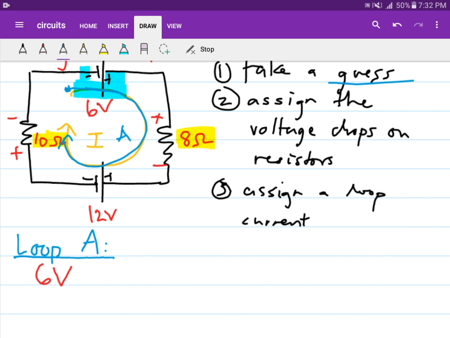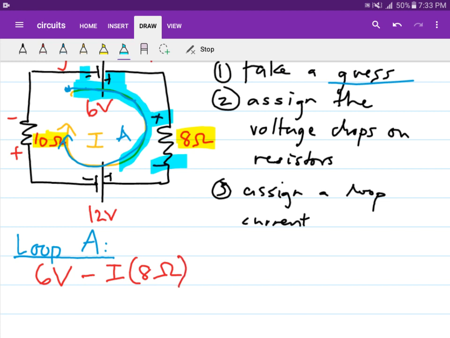Next, we encounter a resistor here, and upon loop current A passing through this 8 ohm resistor, it encounters a region of high potential to a low potential. So this means voltage is dropped. So this becomes minus the current passing through this resistor, in this case this is I, times the resistance of that resistor, which is 8 ohms.